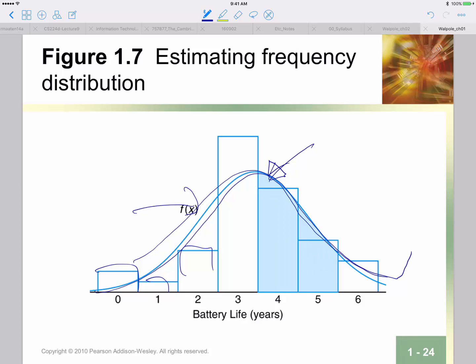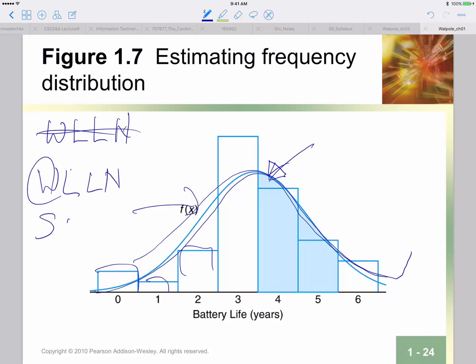So there is some law that corresponds to this behavior. Does anyone know the name of that law? Yeah, there is something called WLLN. Is it right? Yeah, not sure, but the law of large numbers. So weak law of large numbers and strong law of large numbers.